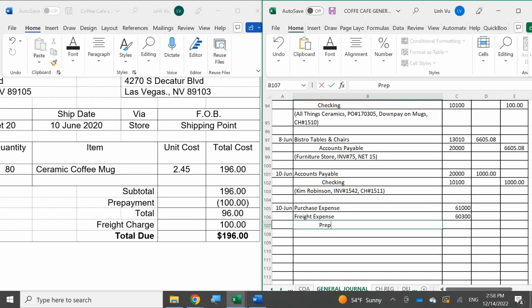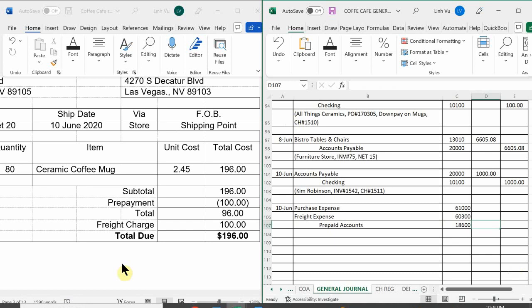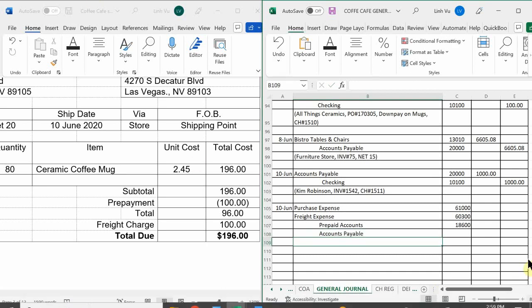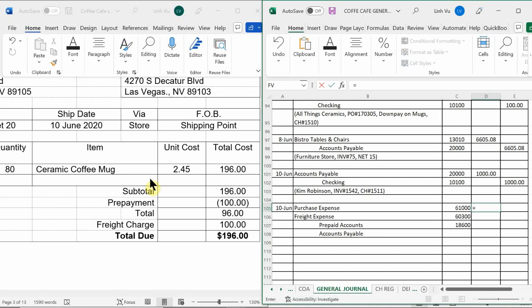So in this case, we've got a prepaid accounts, right? 18,600, which will decrease my account by $100. So therefore, how much do I actually owe, right? Because we said that we're going to place this on an accounts payable, right? So let's take a look again. My purchase expense. How much was my actual purchase expense? $196. $196, right? You can either do 245 times your 80, get your 196 there, or you can just type it in since you have the bill right in front of you.